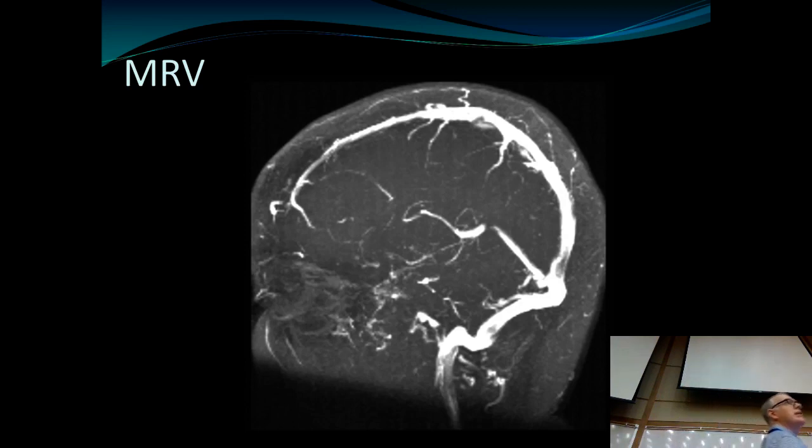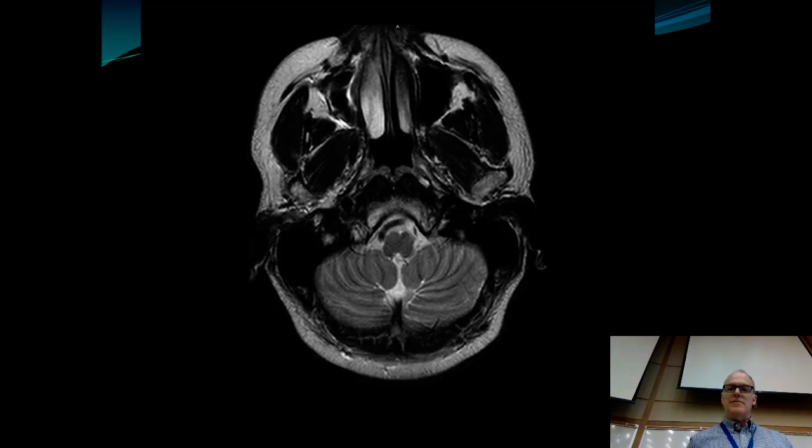And if we want to look at the veins, we can do an MR venogram. And so here is the superior sagittal sinus. And it's so much nicer now, because a conventional angiogram where you're having to put dye in has some risk, really. So to be able to do these tests non-invasively is fantastic.